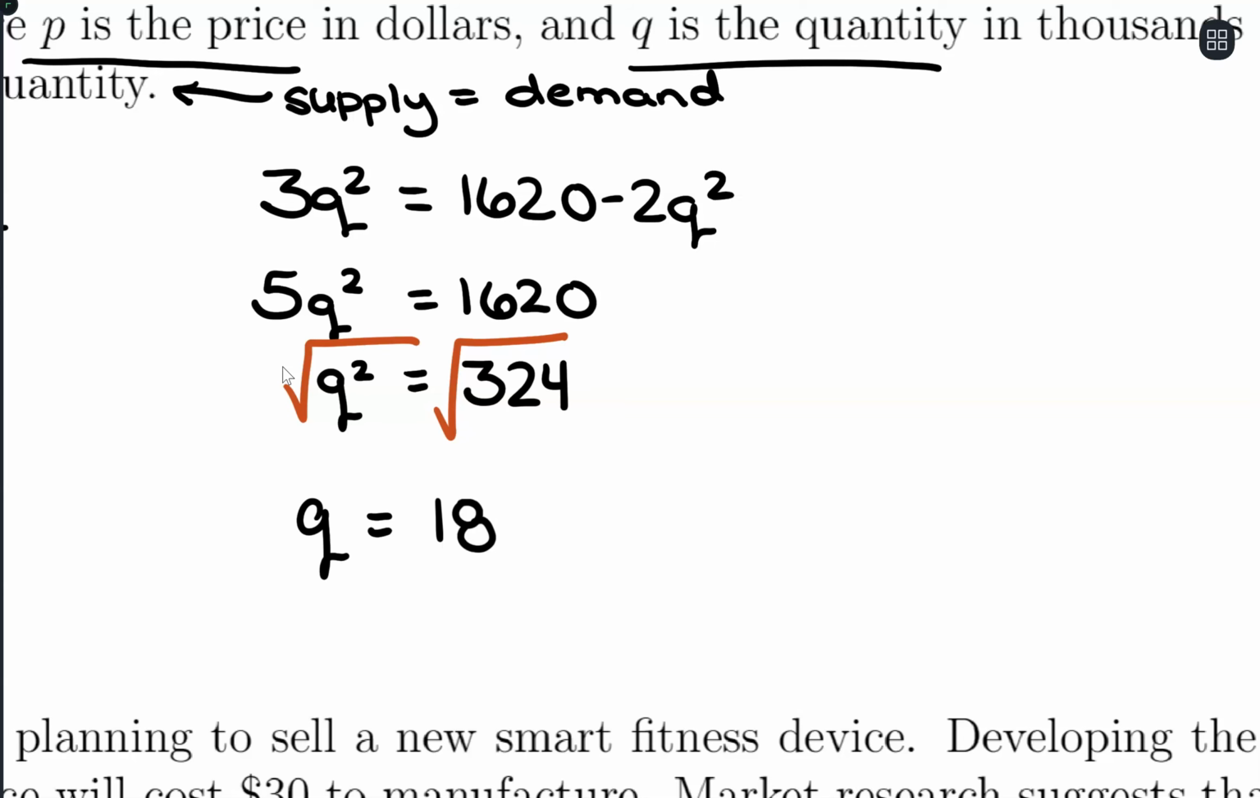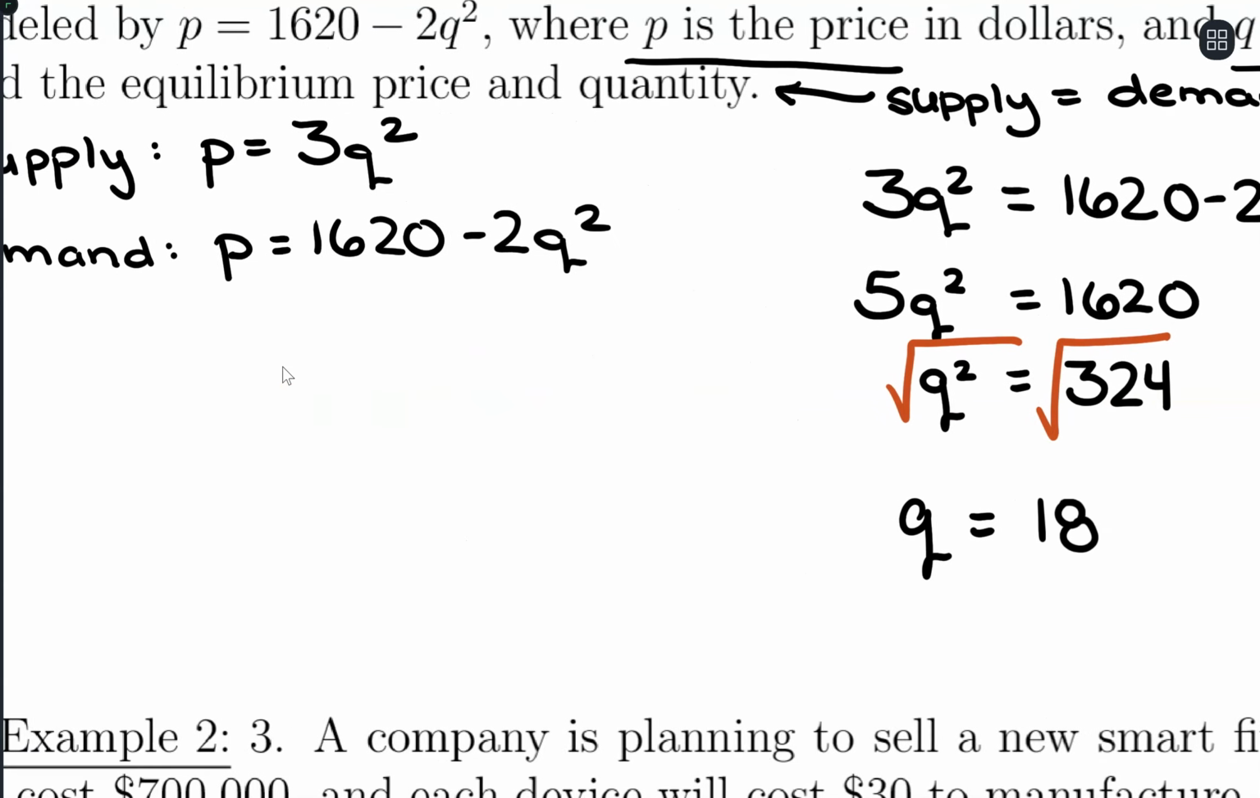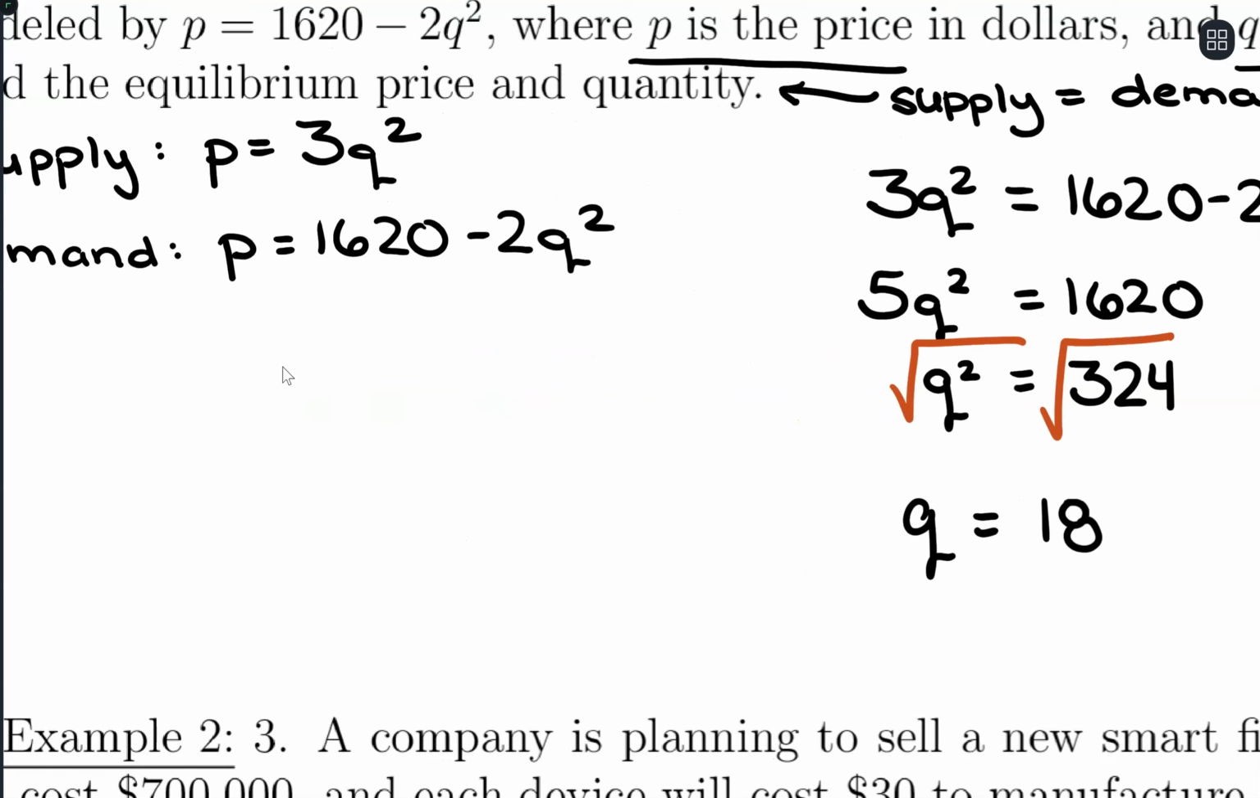So we found Q, now we just need to find P, and what we can do to find P is just plug in Q into one of the equations. Supply or demand, doesn't matter which one. I'm going to use the supply equation since it's just a little simpler. So I'm going to go 3 times 18 squared, and that should be 972.